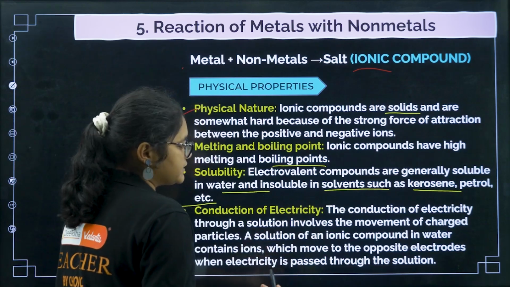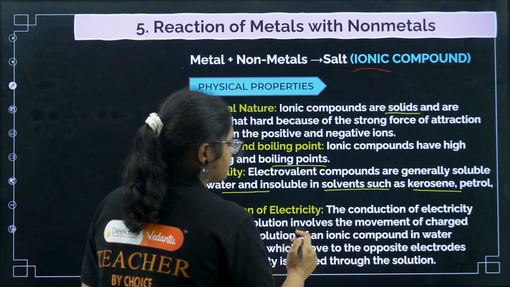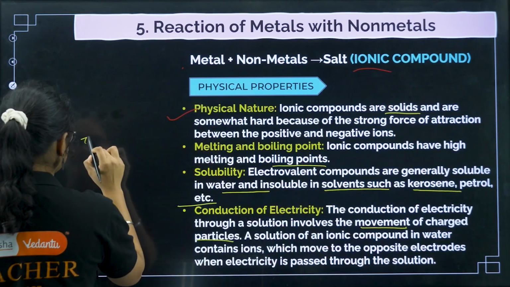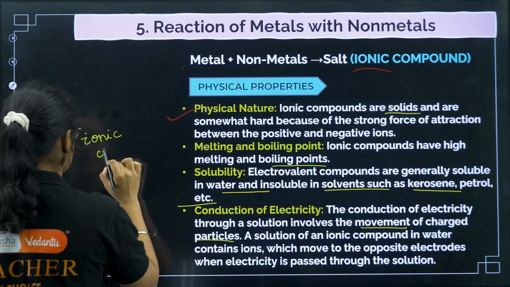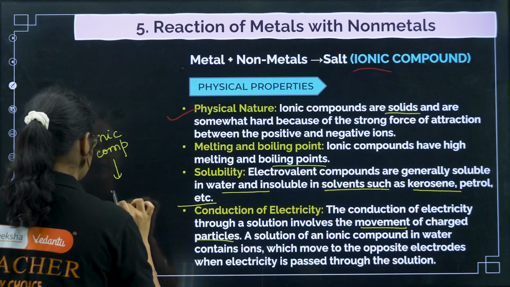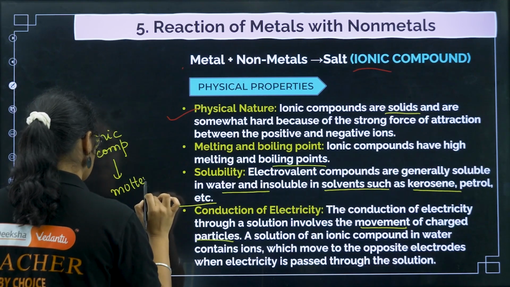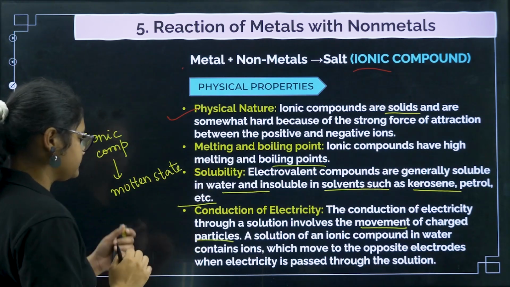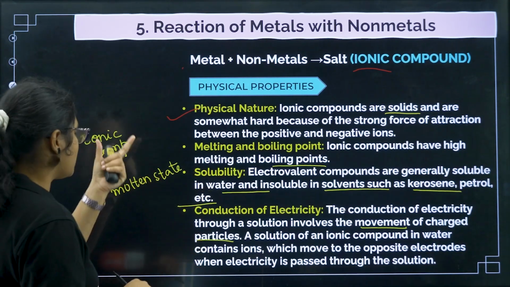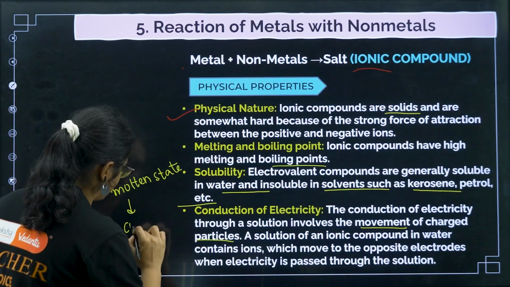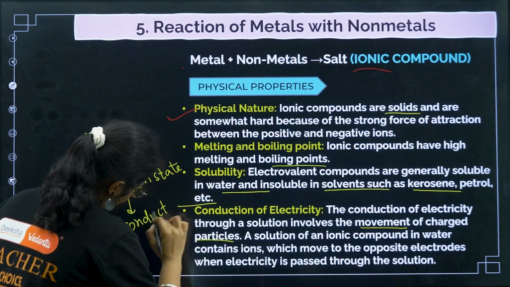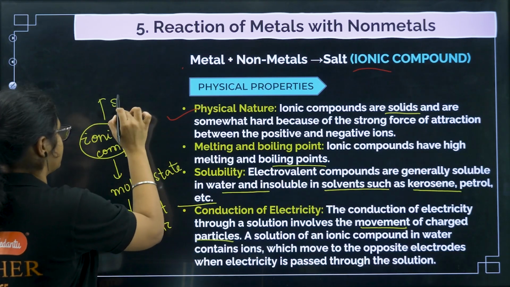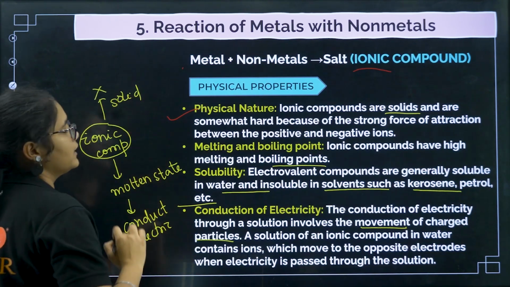Now, conduction of electricity. The conduction of electricity through a solution involves the movement of charged particles. So that means these ionic compounds contain ions. When they are in molten state, ionic compounds can conduct electricity. Okay, if the ionic compound is in the solid state, then they do not conduct electricity.